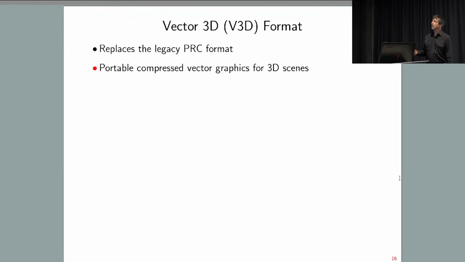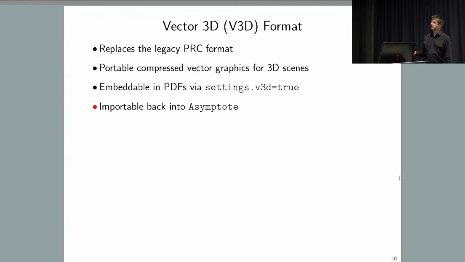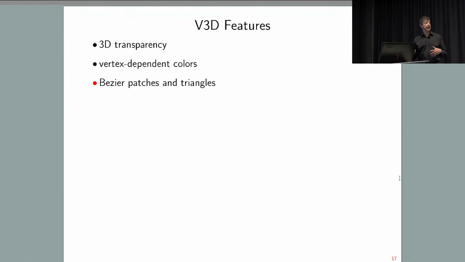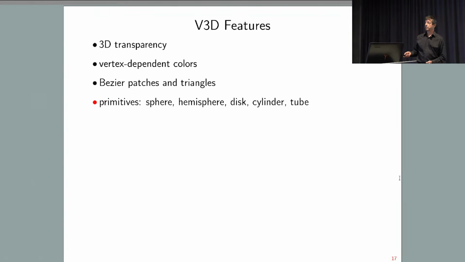It's a portable compressed vector graphics format for 3D scenes. It's embeddable in PDFs, and it's importable back into Asymptote. And it has 3D transparency. It has all the things I want, vertex-dependent colors. I basically put everything in that I want. And we're on version 2 right now. It's an integer. We're going to just keep incrementing the integer as people request new features. We can always extend it.